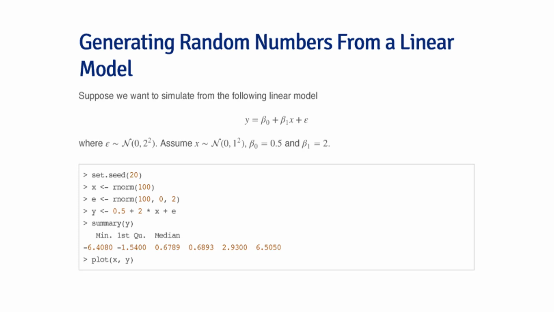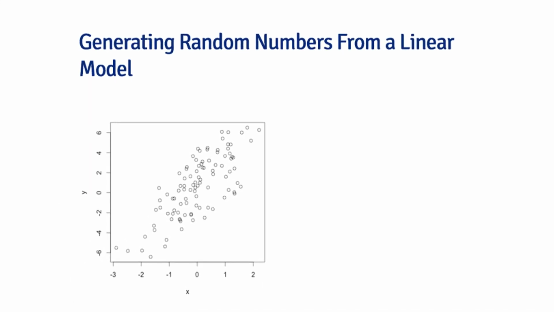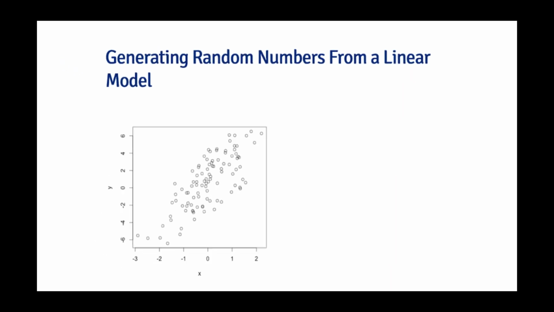And so for the summary here, you see that y has roughly a mean of 0.68 and it ranges from about -6 to +6. And then I can plot the data to see what it looks like. The plot is on the next slide. So this is the plot of the x that I simulated and the y that I simulated from the linear model. And you can see that they very clearly have a linear relationship that follows the model that we specified.